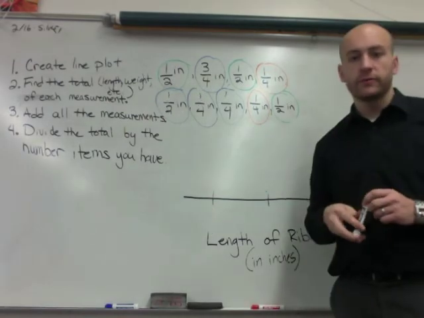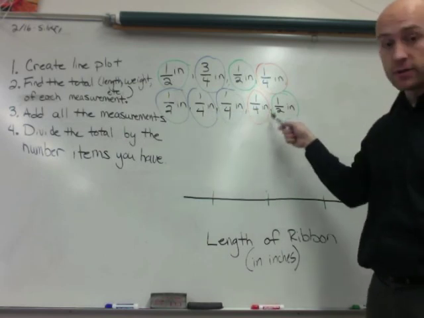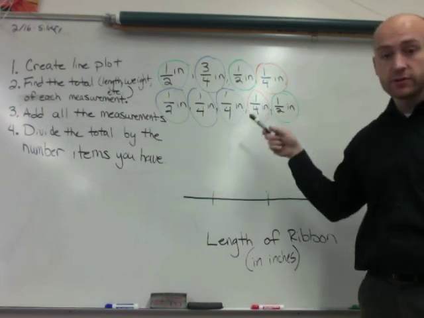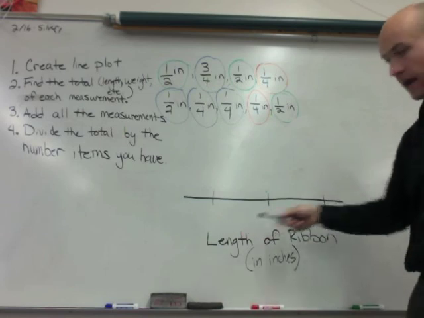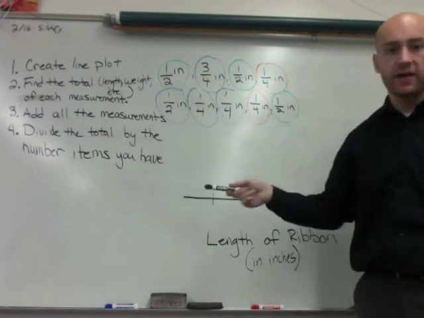Okay, for your extra credit problems for tonight, it is the same problem except I just mixed up a couple of the numbers. So a couple of the numbers are different here, so you need to go through and map your line plot, find the total number, follow all the steps, and then have the average for me.